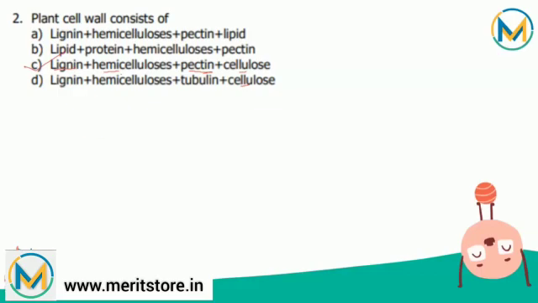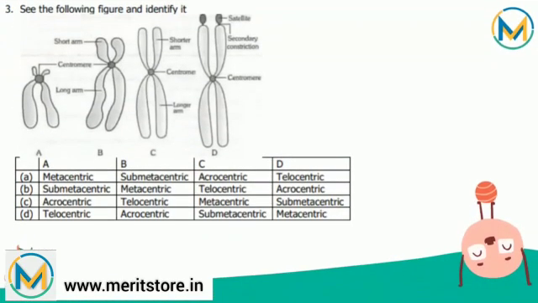Moving towards the next question. See the following figure and identify it. So here the figure A is a metacentric centromere. The centromere holds the chromatid at the center with approximately equal P and Q arms. So the A is metacentric. Metacentric is there only in option A.